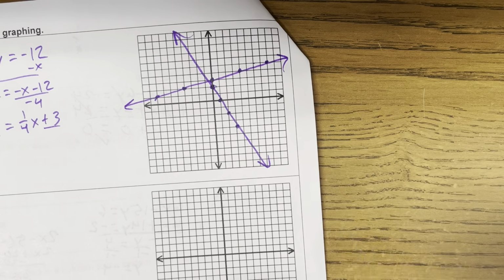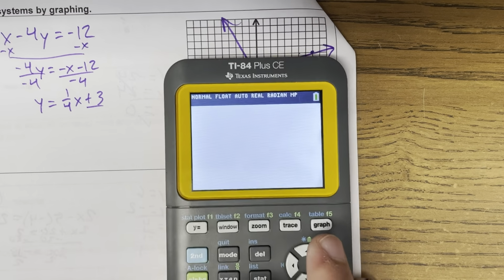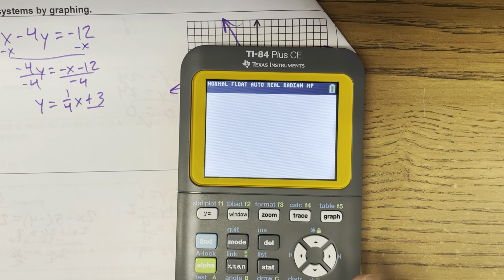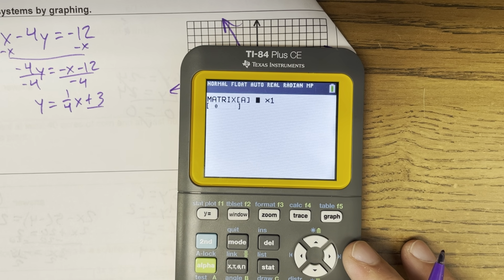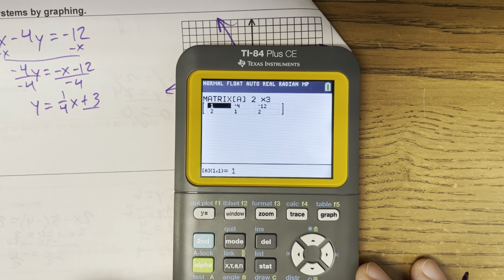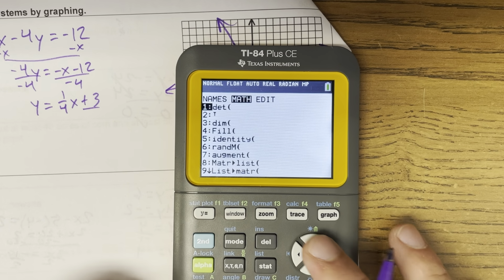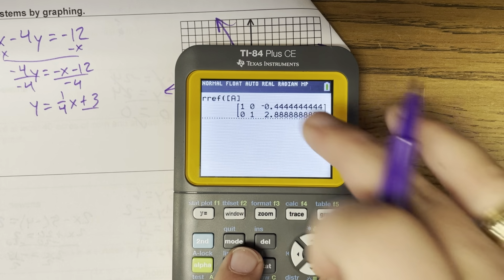So this one doesn't have a great intersection point. And so I'm gonna go ahead and check it in my calculator, just make sure I did it correctly. I'll start by just doing matrices, that's the easiest way to check. Let's say 2 by 3, 1, negative 4, negative 12, 2, 1, 2. Do the RREF. And so yeah, it's not a great number.